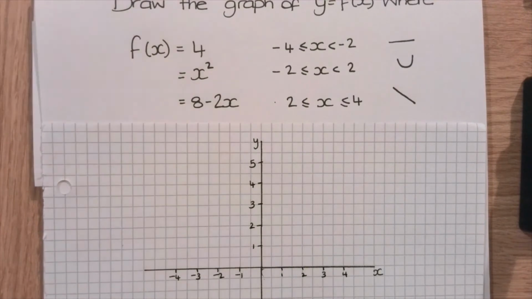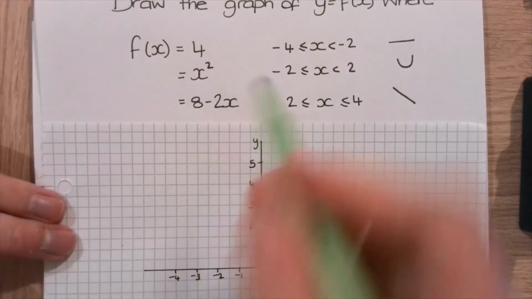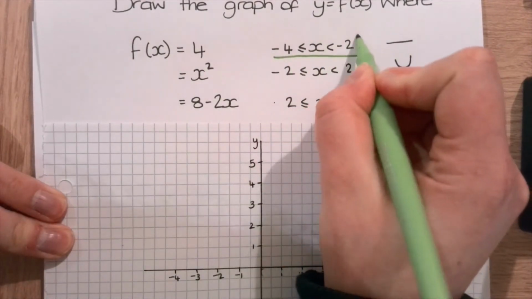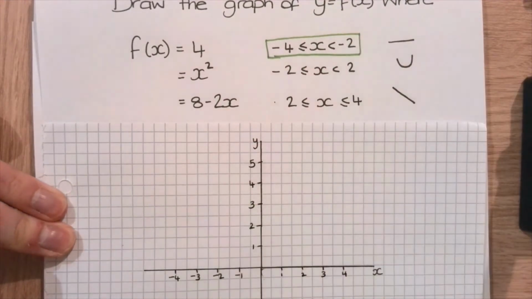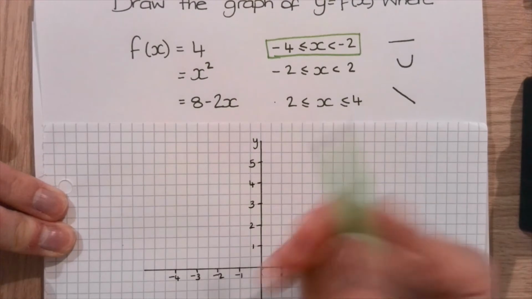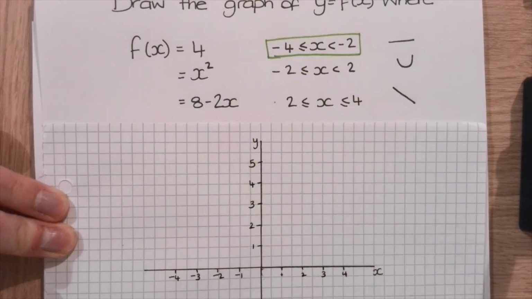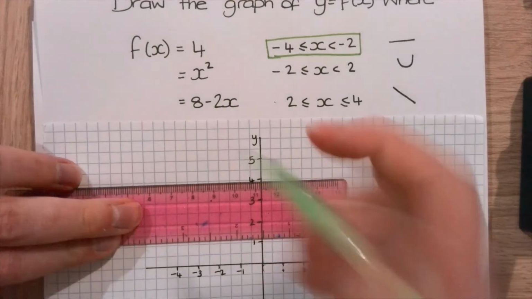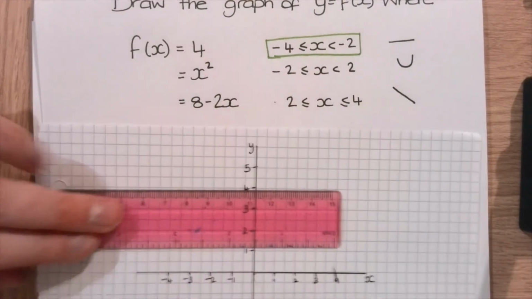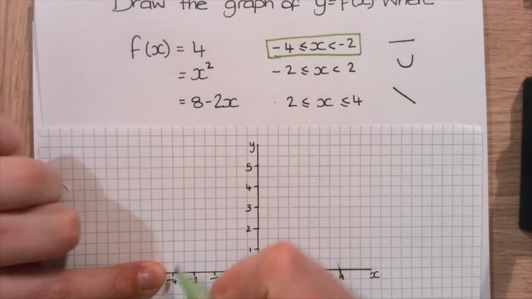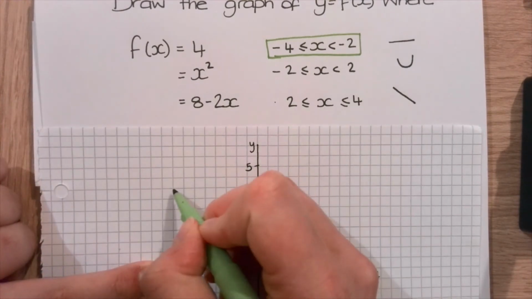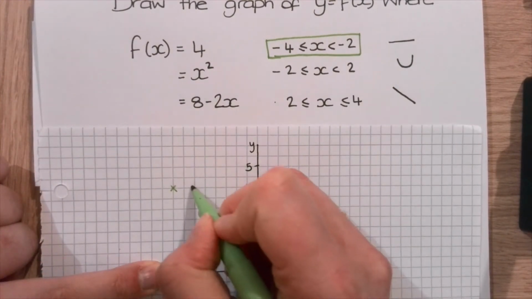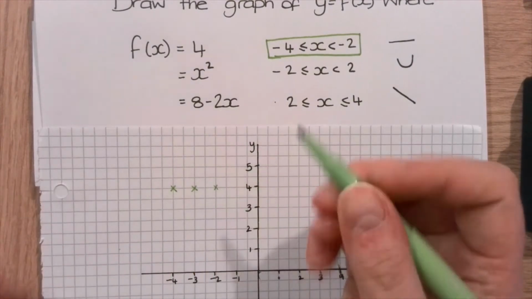So between x equals -4 and x equals -2, I'm drawing the line y equals 4. Y equals 4 is going to be a horizontal line. I'll just plot the coordinates so it'll be easier for me to draw in. Here, here, here.